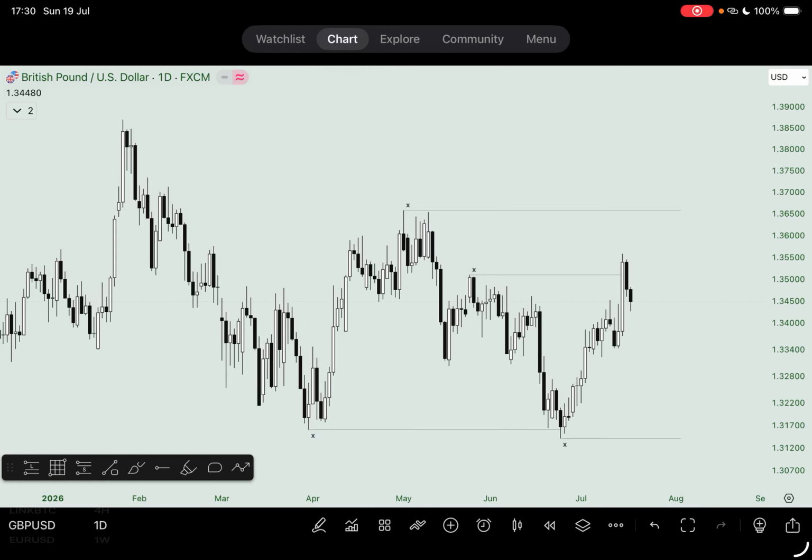Hey guys, here's how to analyze the markets, the Financial Dera way. Very simple, regardless of your experience or inexperience as a trader.